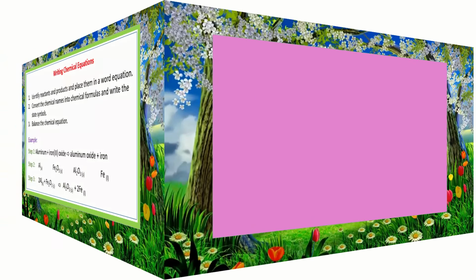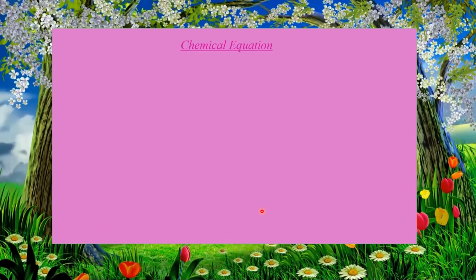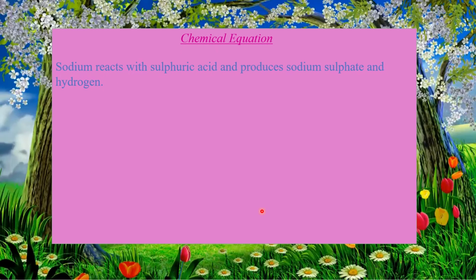Now we will write some chemical reactions by using equations. First reaction: sodium reacts with sulfuric acid and produces sodium sulfate and hydrogen. What do you have to do at first? You have to identify the reactant molecules and also the product molecules. Here sodium reacts with sulfuric acid, so the reactants are sodium and sulfuric acid, and it produces, that means these are products, sodium sulfate and hydrogen.